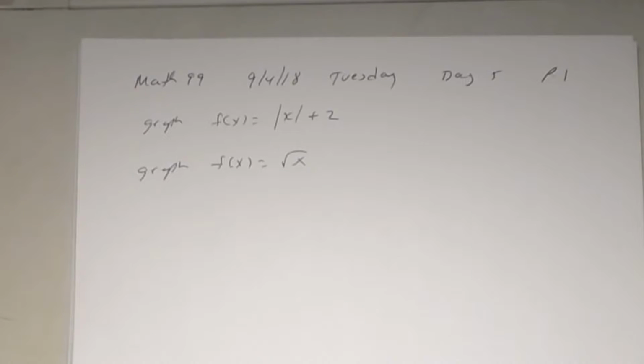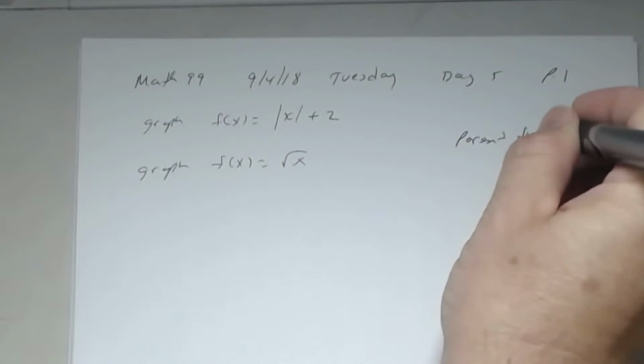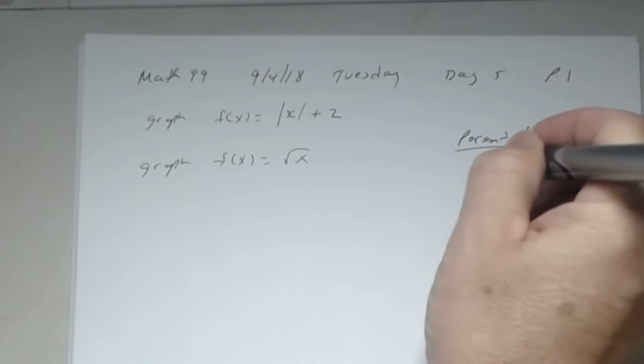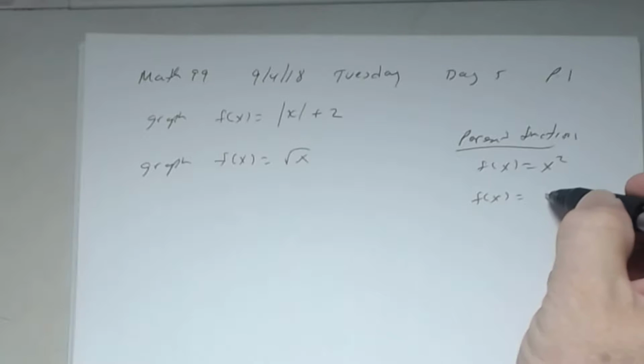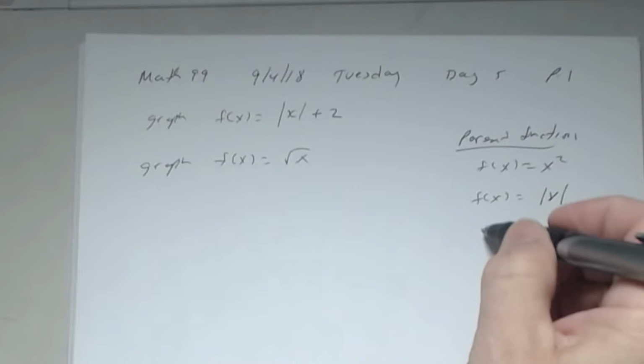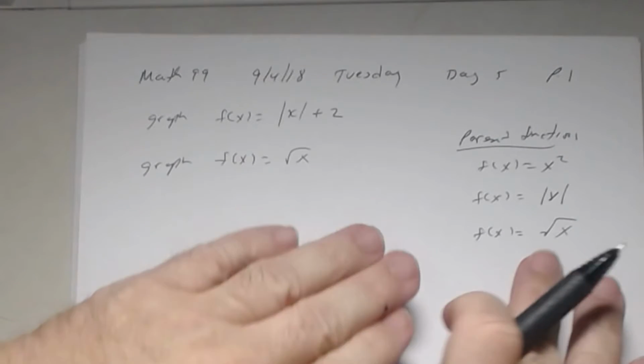The parent function for the quadratic is x what? Squared. So your parent functions are going to be x squared. And what's the one we just did? Absolute value of x. And now we're doing the other parent function, which is the square root of x. So those are 3 that you need to know here. As you go along in your course next semester, there'll be some others that you're going to deal with. All right. So let's talk about the square root.